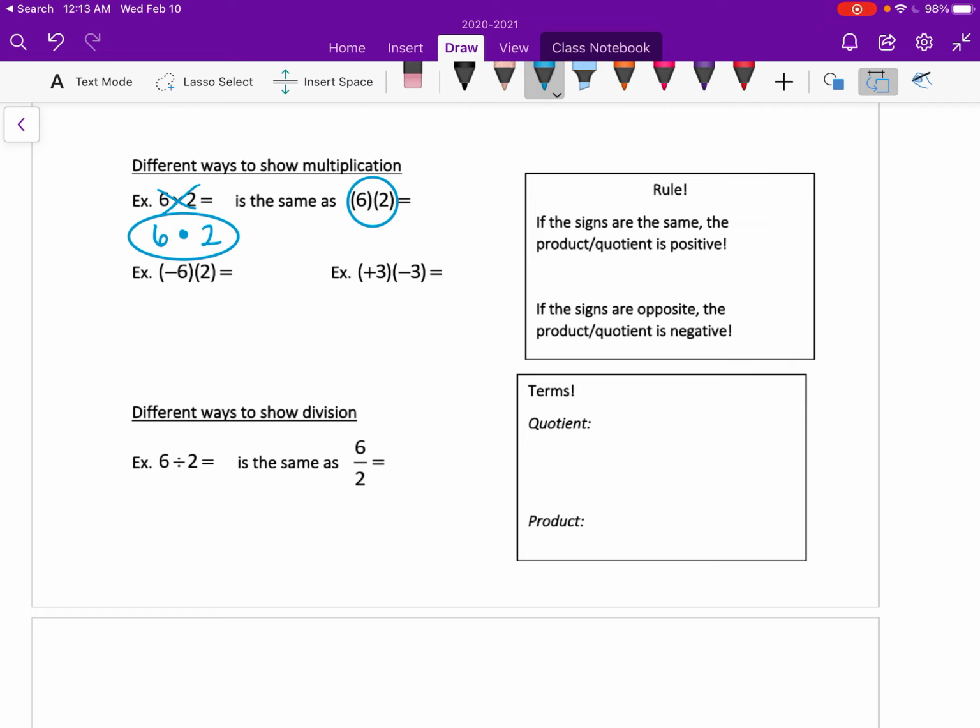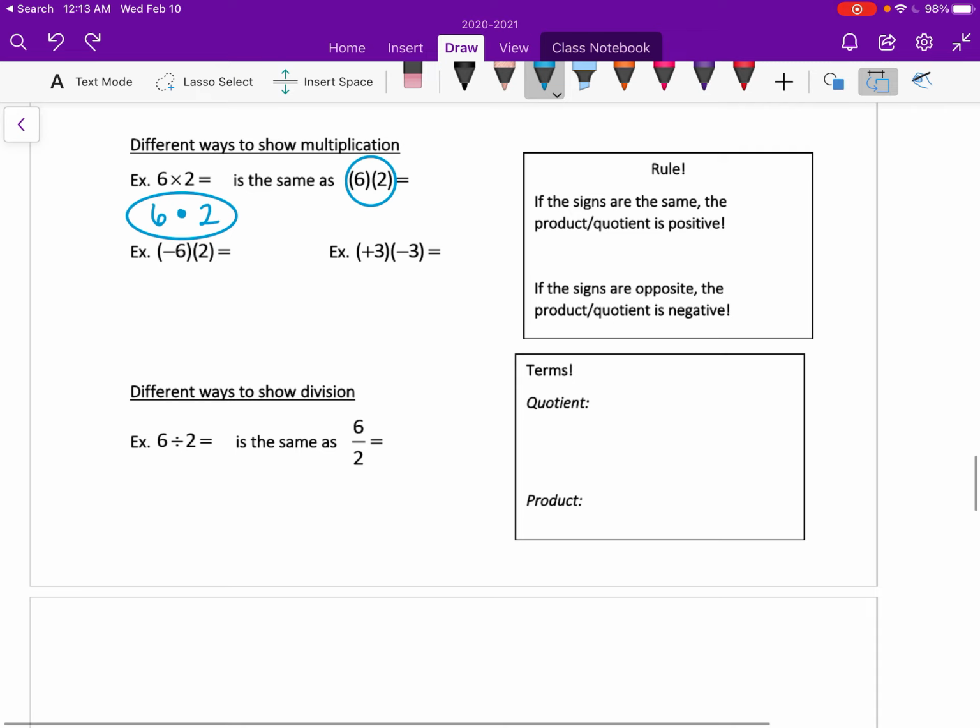We won't use this. And the reason we won't use this is this x looks too much like the variable x. And when we start to do algebra, it just gets messy. So I actually would say don't use the x. Okay, so we have 6 times 2, which will give us 12. 6 times 2 also gives us 12.